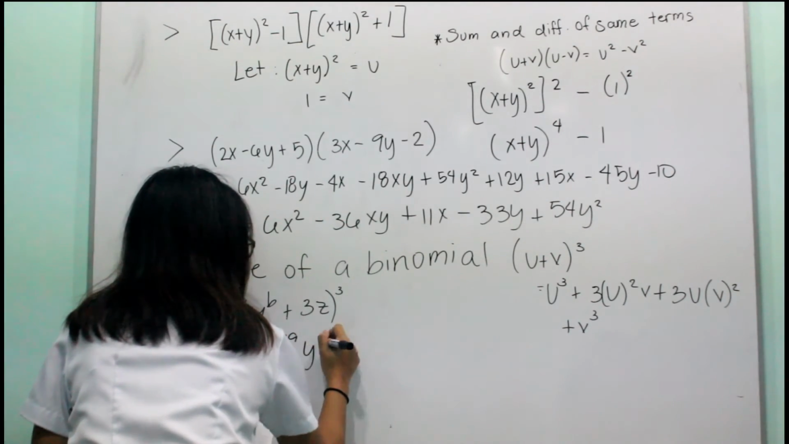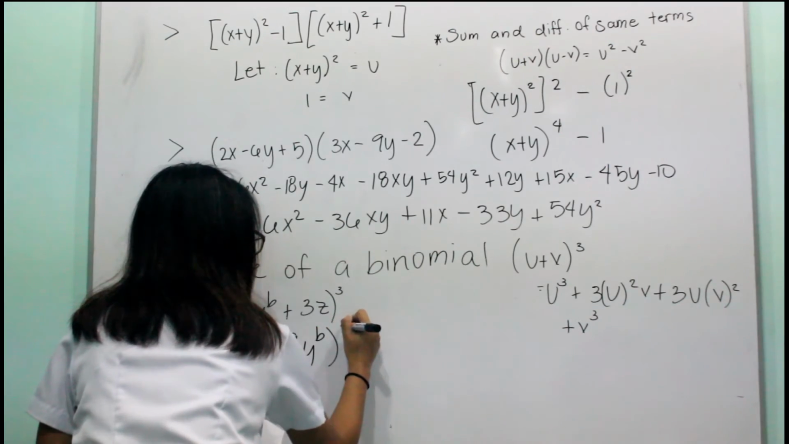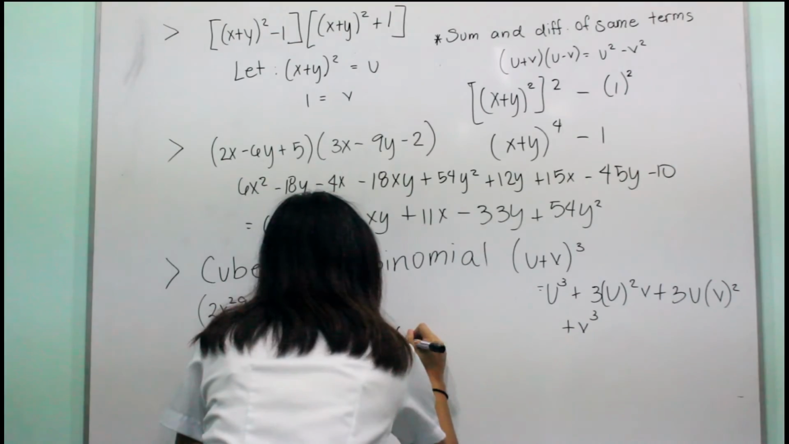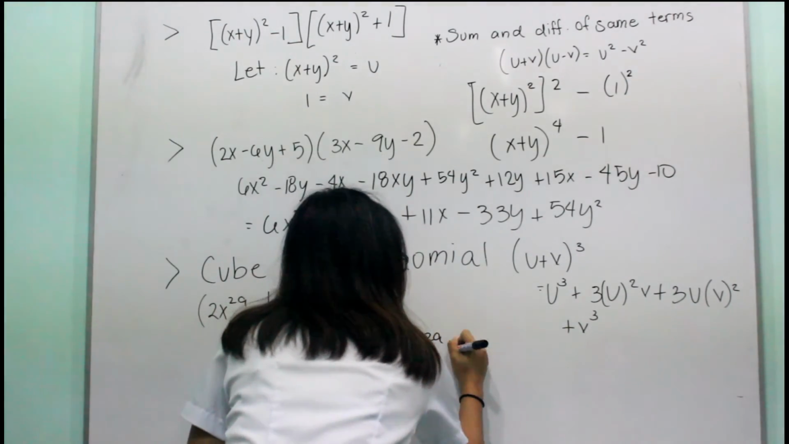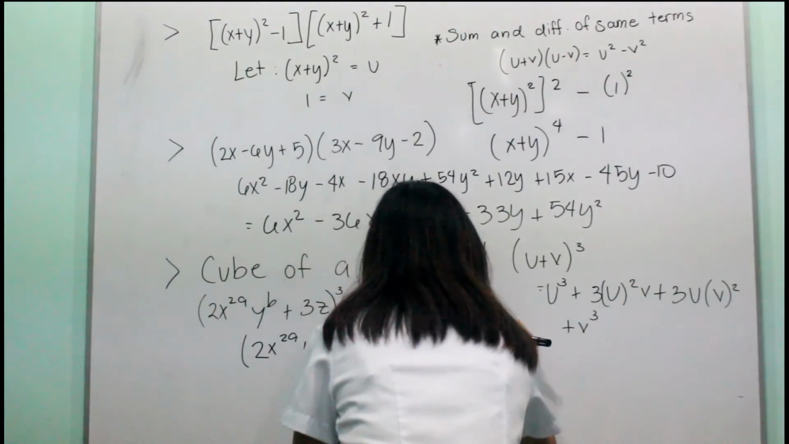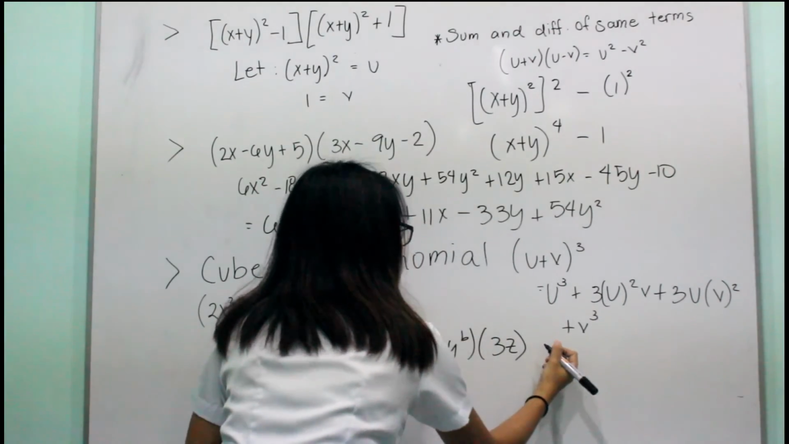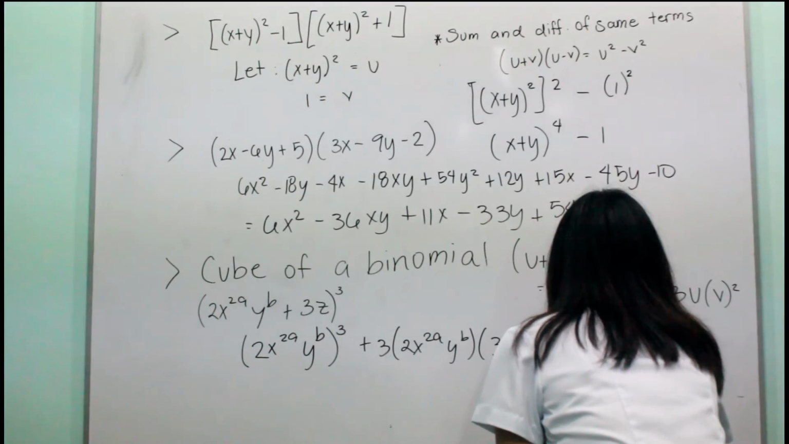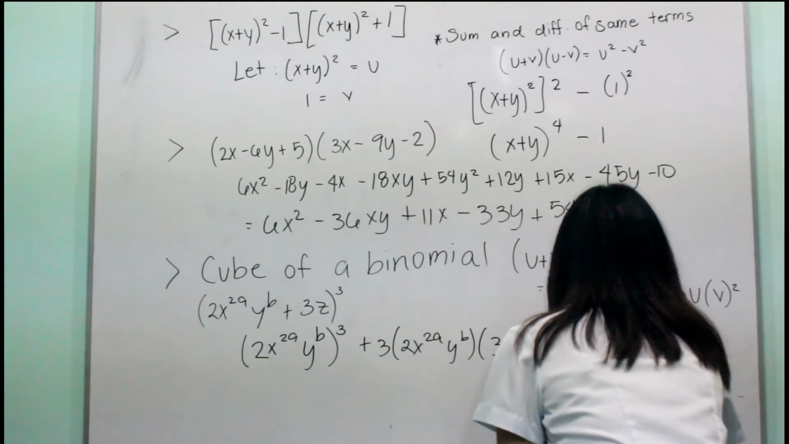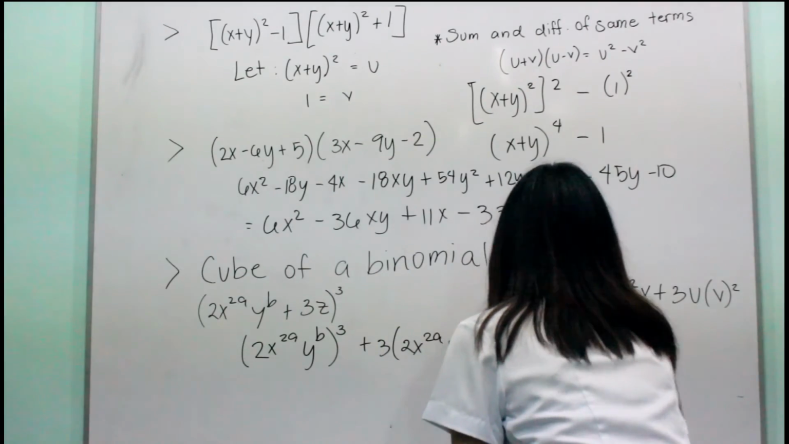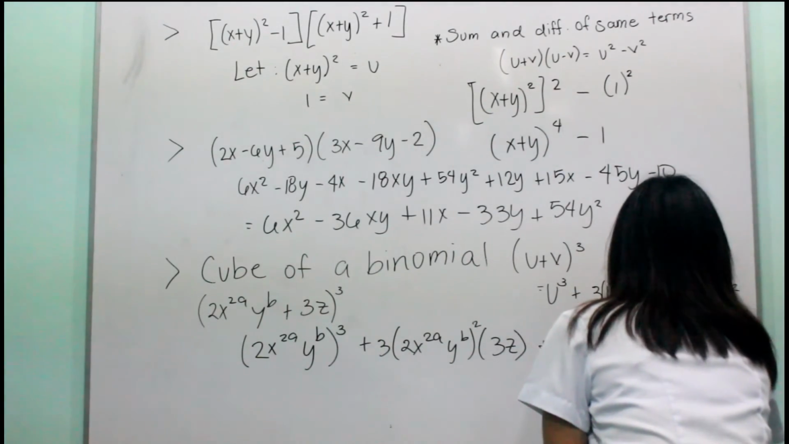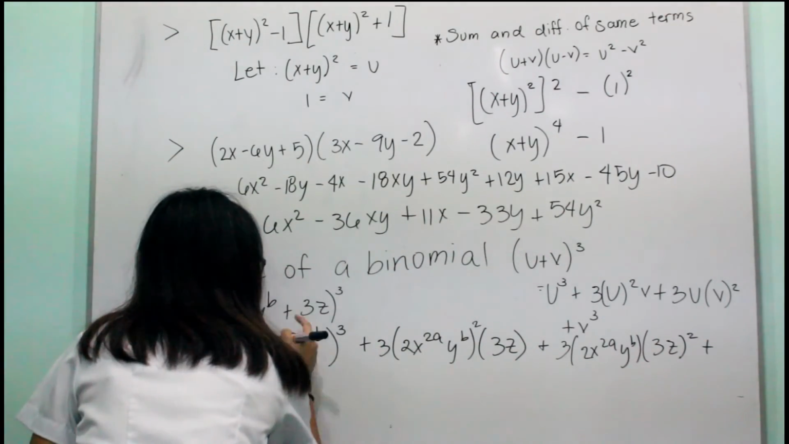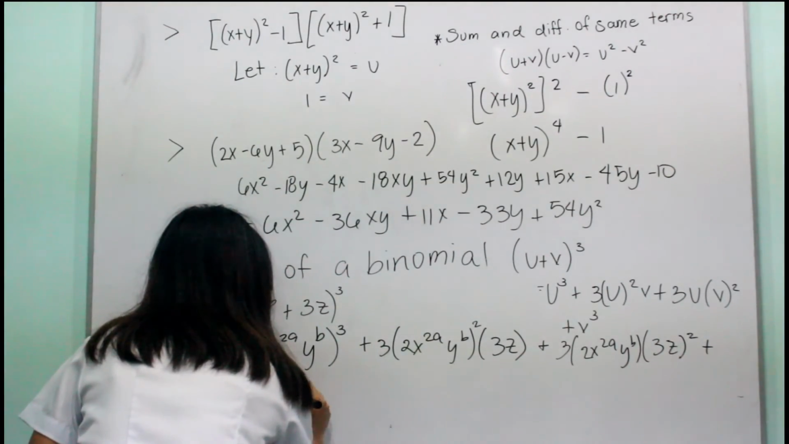So 2x raised to 2a, y raised to b cubed, plus thrice the product of 2x raised to 2a, y raised to b times 3z, plus thrice the product of 2x raised to 2a, y raised to b times the square of 3z, plus the cube of 3z, which is 27z cubed.